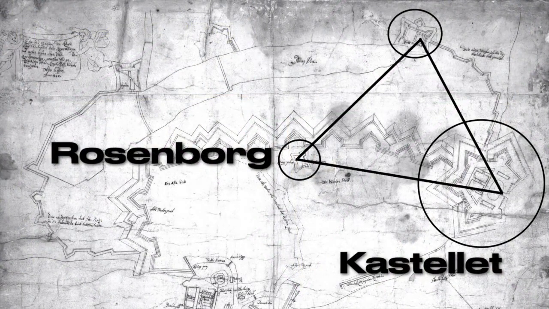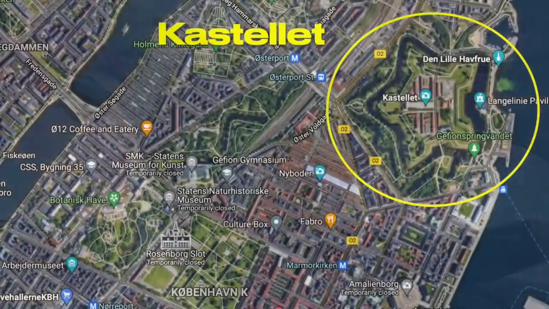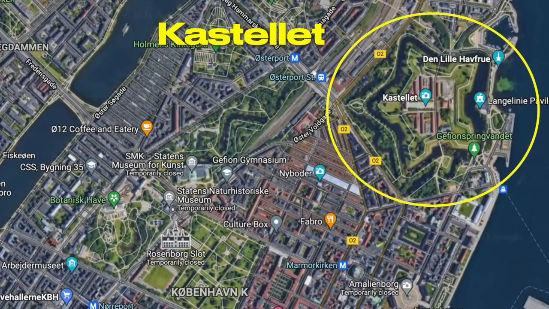But let's move on now to the last of the 3 star forts, the Castellet. This 5-pointed star or pentagon is much larger and more deliberate than either Vartov or Rosenborg. Construction on the Castellet started in 1626, well after the Danish king's trip to England in 1606, as well as a later trip he made there in 1614.